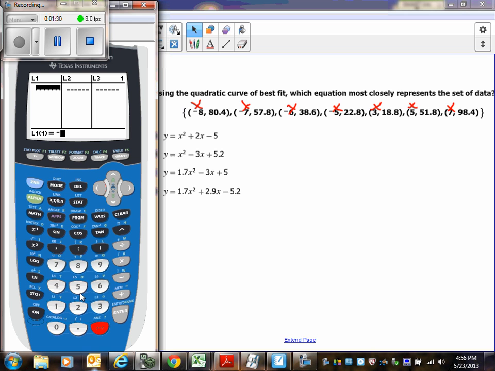So here we have -8, we have -7, and do not rush as you put in this data because it is very easy to make a mistake. Just like I did, I just put in a minus, I believe, because I just decided to use the keyboard. So I just have to make sure I use my negative key. And then -5, 3, 5, and finally 7.